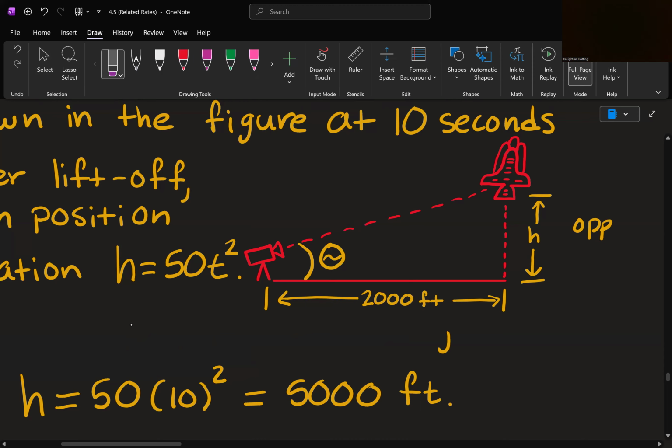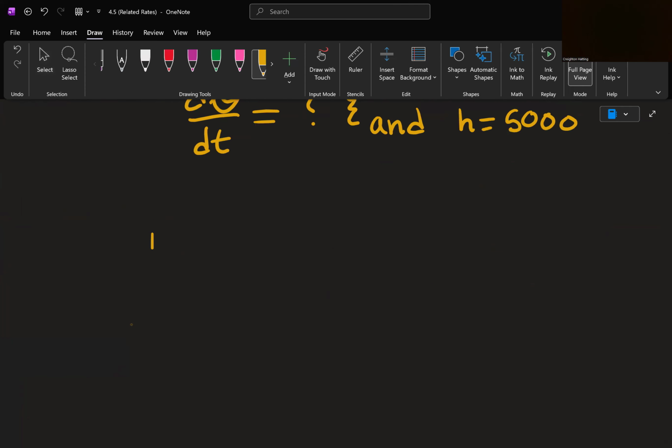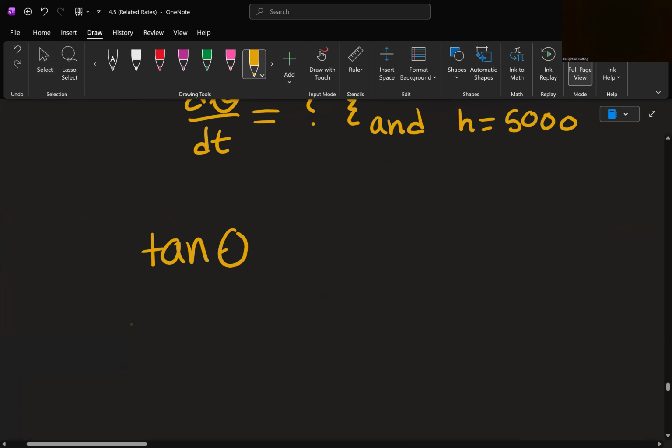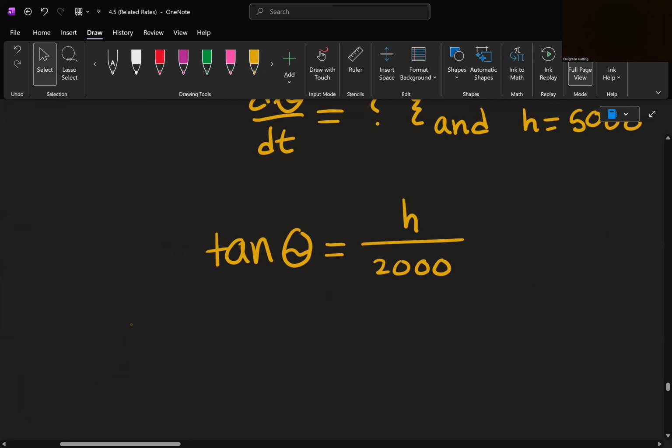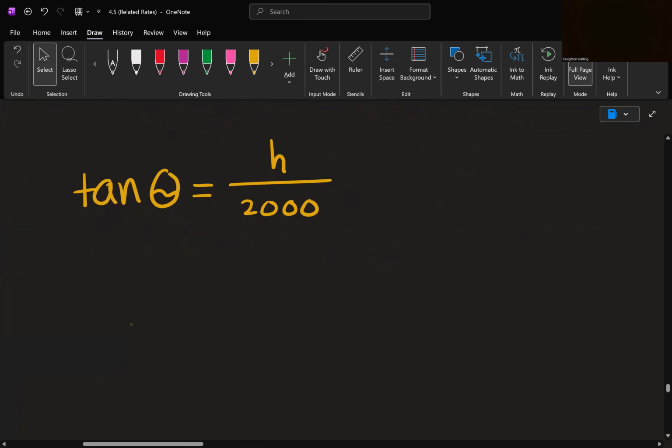So we know that, I'm going to clear this back out just for the clutter, but we know that the relationship of h and 2000 can be related by tangent. So that actually is a way to relate all of our variables here. Tangent theta is going to be h over 2000, the opposite over adjacent sides. Now that we have our equation, let's differentiate and see if we can find dθ/dt.